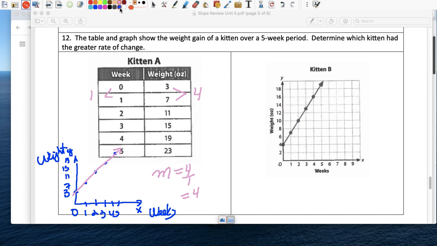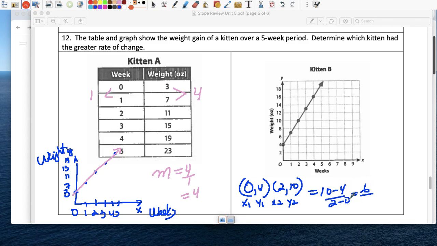This kitten, well, let's pick two points. We have a point here, 0, 4. And we have another point, 2, 10. We're going to do y2 minus y1 over x2 minus x1. So we get 10 minus 4 over 2 minus 0. 10 minus 4 is 6. 2 minus 0 is 2. And the slope of this guy is 3. So kitten A had the greater rate of change.